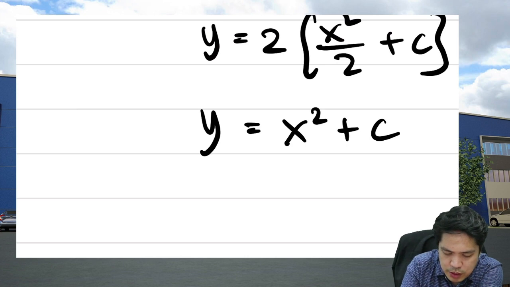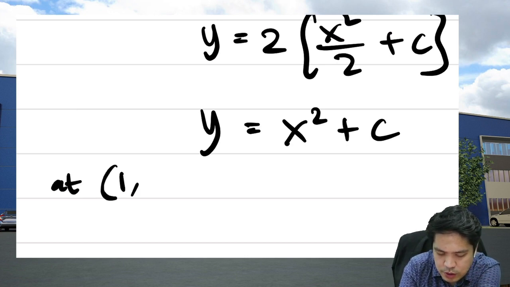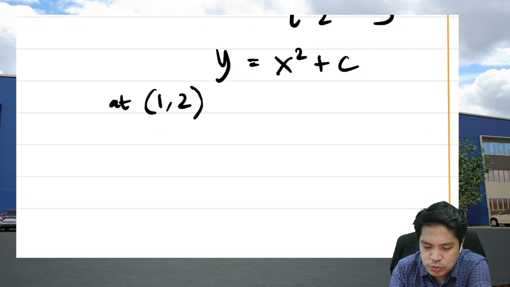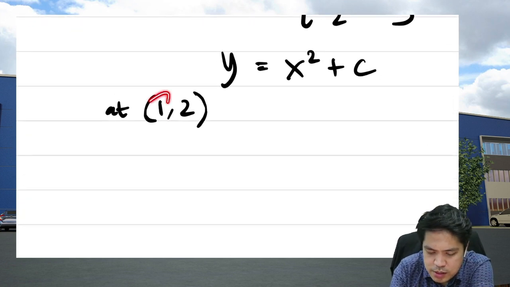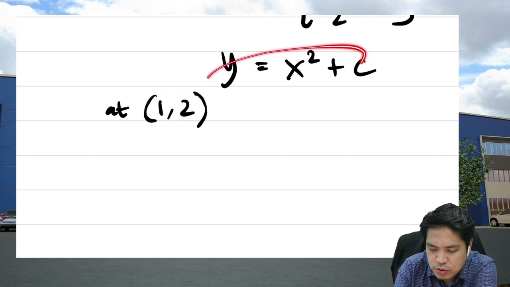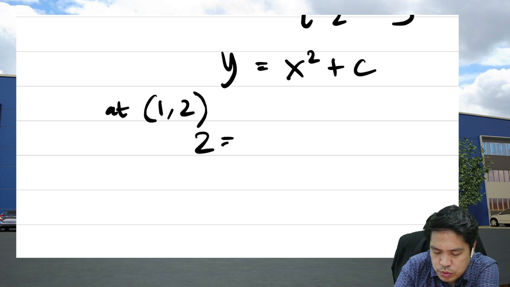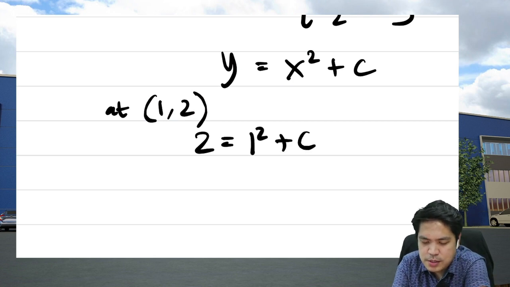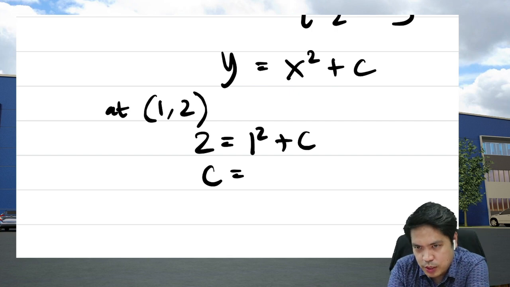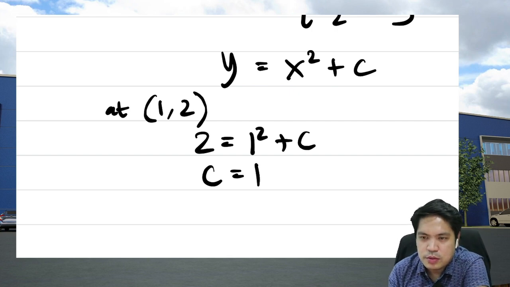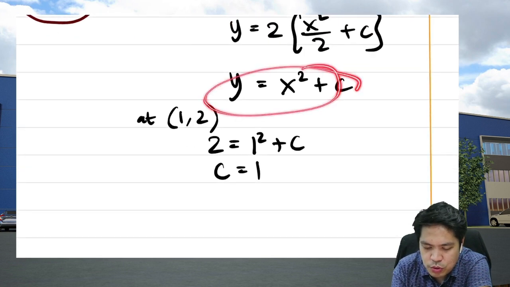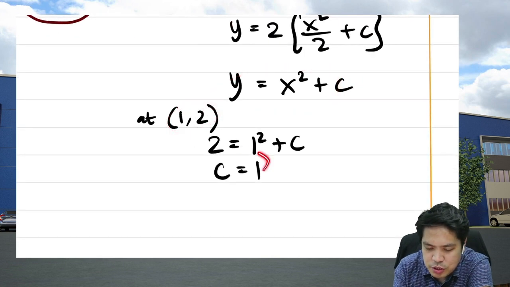So when we say at 1, 2, meaning if we let the curve pass through 1, 2, that means x is 1 and y is 2. So substituting that to this equation, we'll have 2 is equal to 1 squared plus c. So therefore, the value of c is 2 minus 1, 1. So for the curve to pass through 1, 2, c should be equal to 1.